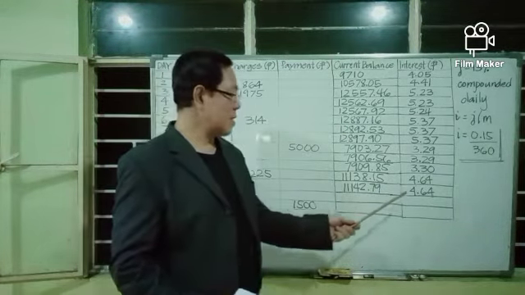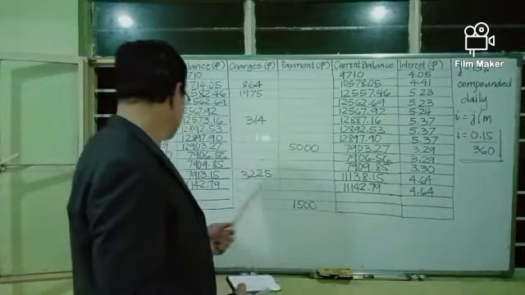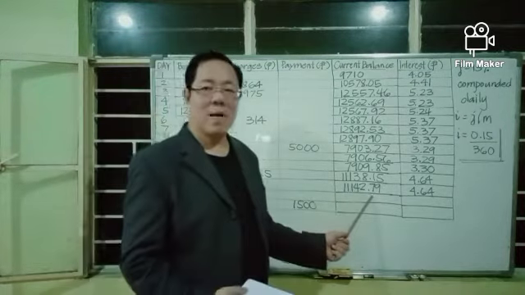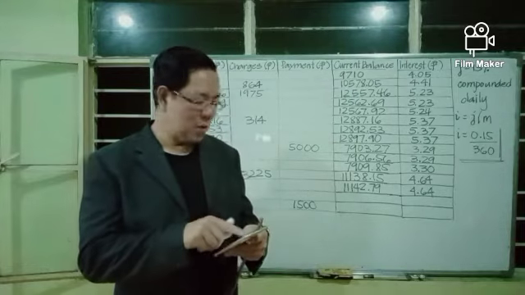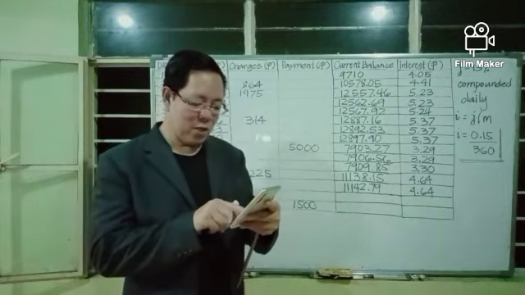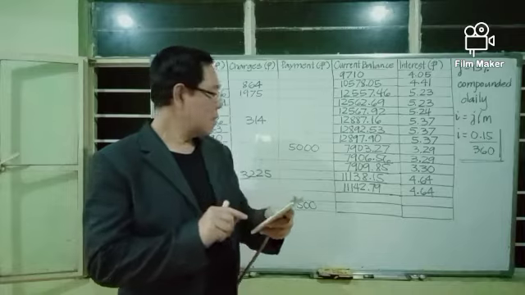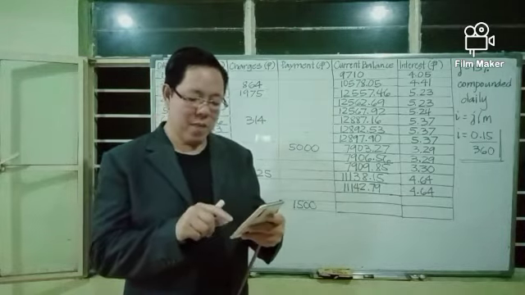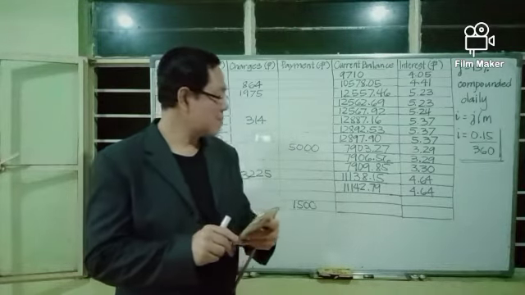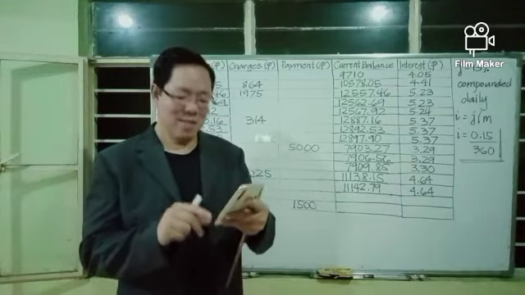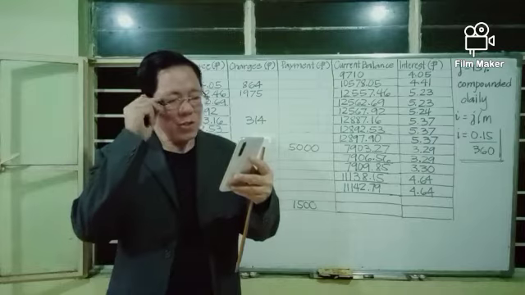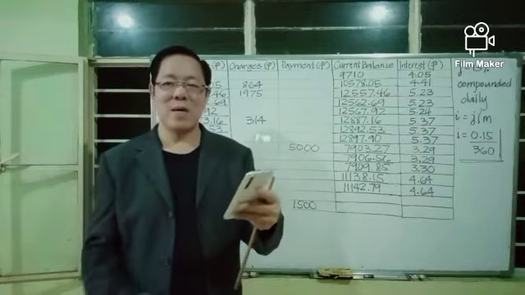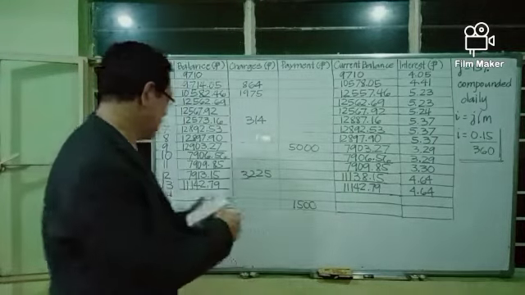Again, we add the interest on November 13 plus the balance at the end of November 13 using our calculator, 11,142.79 plus the interest of 4.64. And you should get 11,147.43.